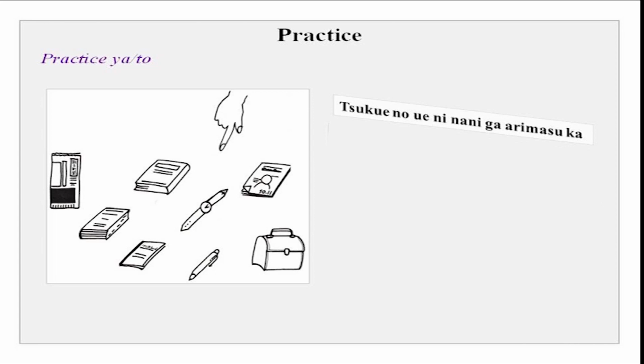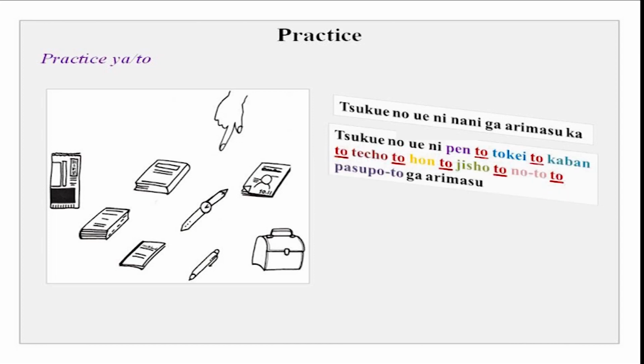Well, there are a lot of things, you have done all these, you know the names of these things, you can list them. Tsukue no ue ni pen to, tokei to, kaban to, techou to, hon to, jisho to, noto to, passport ga arimasu. So, you see you have to name all the things that are present over here.